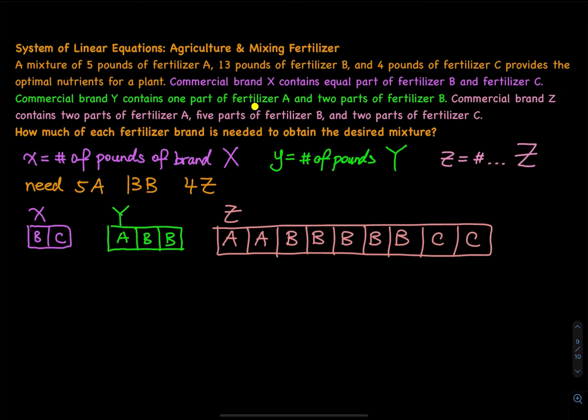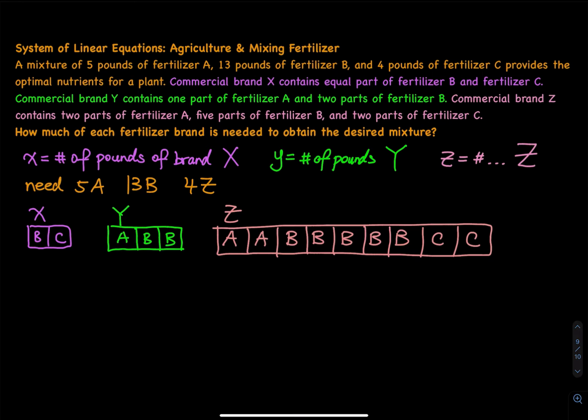Do you see that I color coded all of this? Commercial brand X contains equal parts of fertilizer B and fertilizer C. Commercial brand Y contains 1 part of A, 2 parts of B. Z contains 2 parts of A, 5 parts of B, and 2 parts of C. How much of each fertilizer brand is needed to obtain the desired mixture? So that means how many pounds of X, how many pounds of Y, and how many pounds of Z.